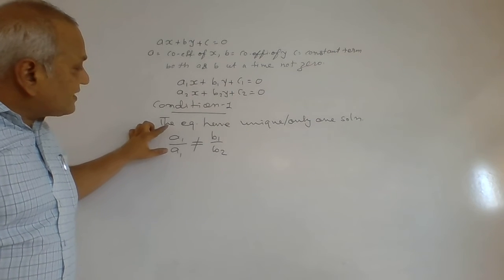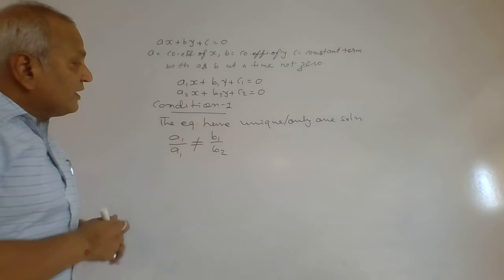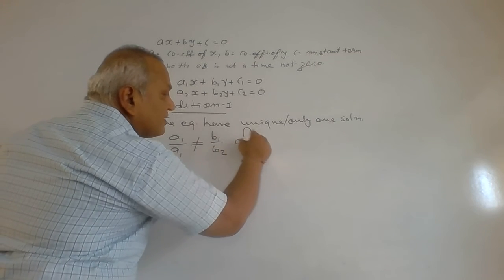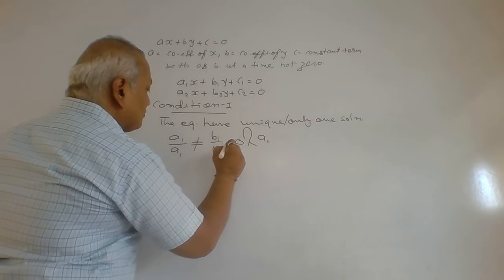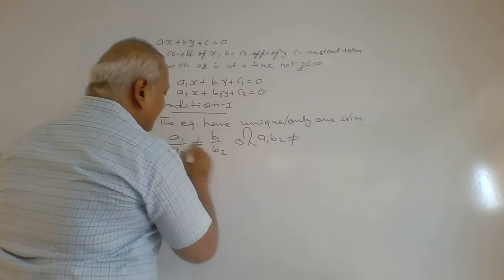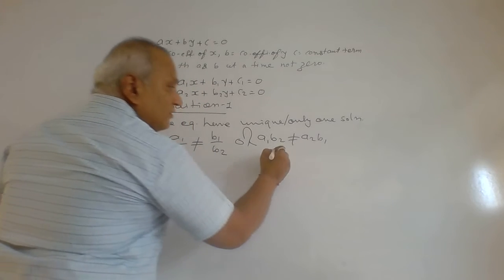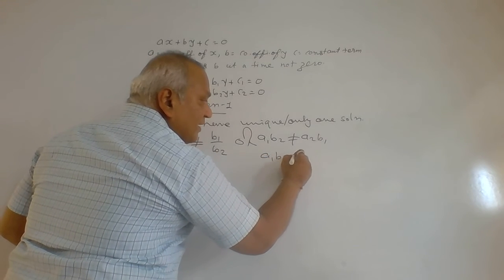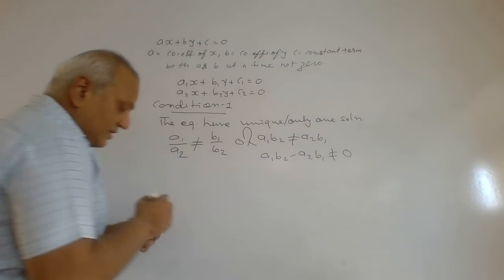So, the condition is a1 upon a2 is not equal to b1 upon b2. This condition is also written by cross multiplying: a1 b2 is not equal to a2 b1, or a1 b2 minus a2 b1 is not equal to 0.